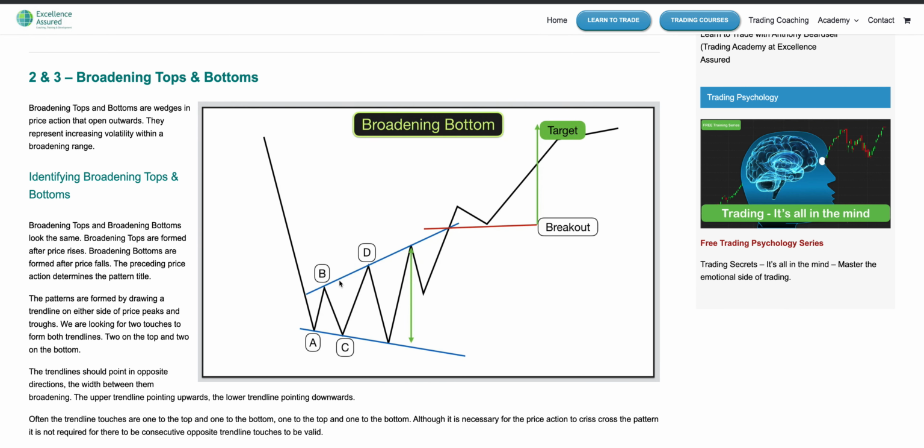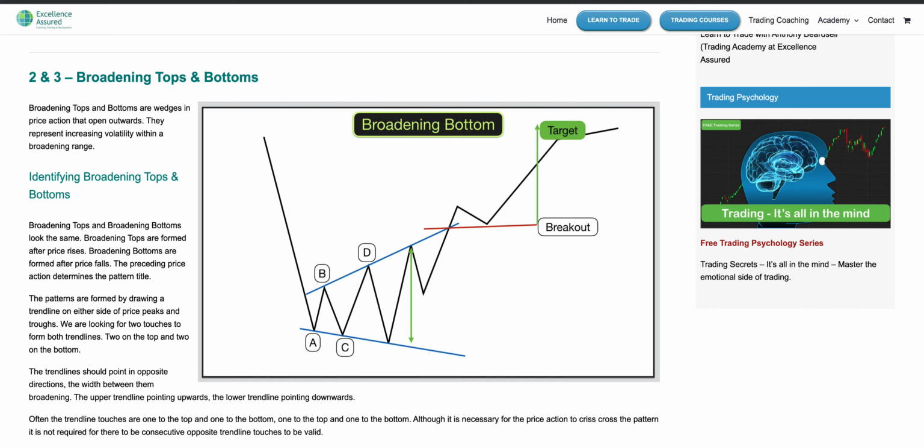So broadening bottom, you can see that you come down in this correction, okay, you find support, and then you start to expand in this sort of ascending resistance and descending support, okay, and you start to have these waves within this pattern, and you find a support, and you eventually break out. Once you get above and close above this resistance line, okay, then you get your confirmation.